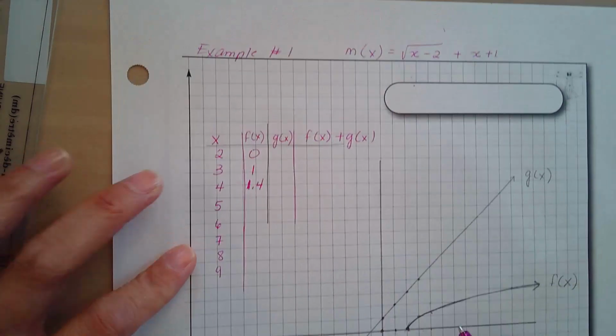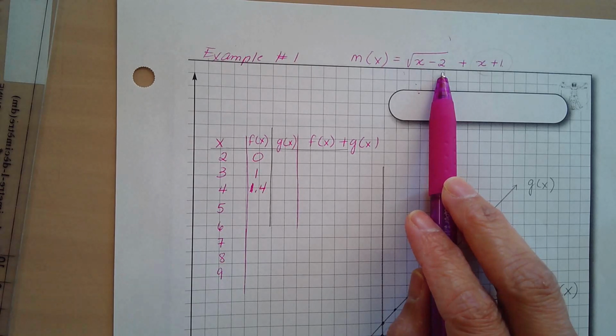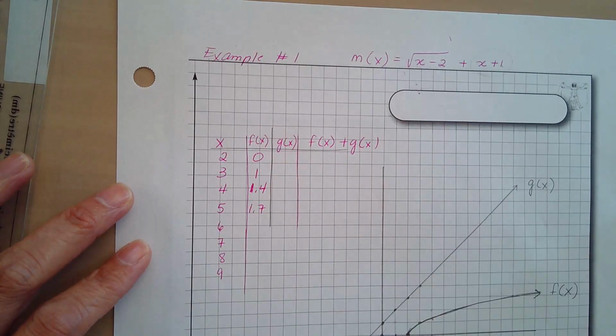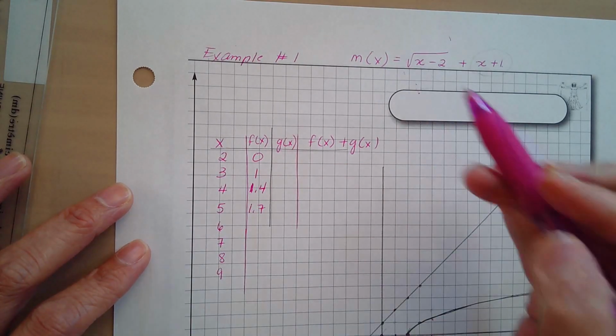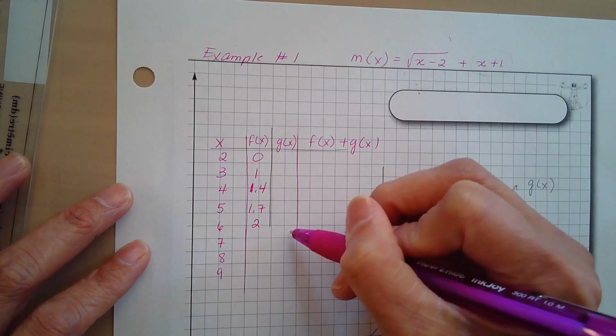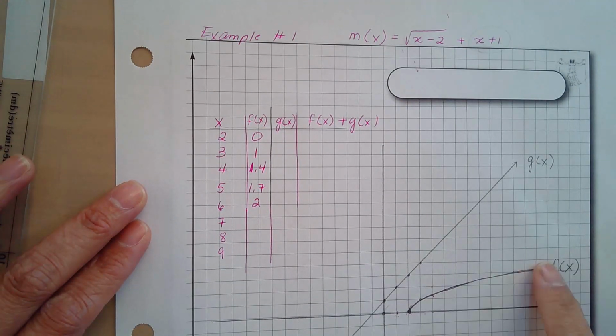If x is 5, so you're going to put in 5 in here. 5 minus 2, which is the square root of 3. 1.7. If it's 6, well, that's easy. It's going to be 2, right? So this is going to increase.